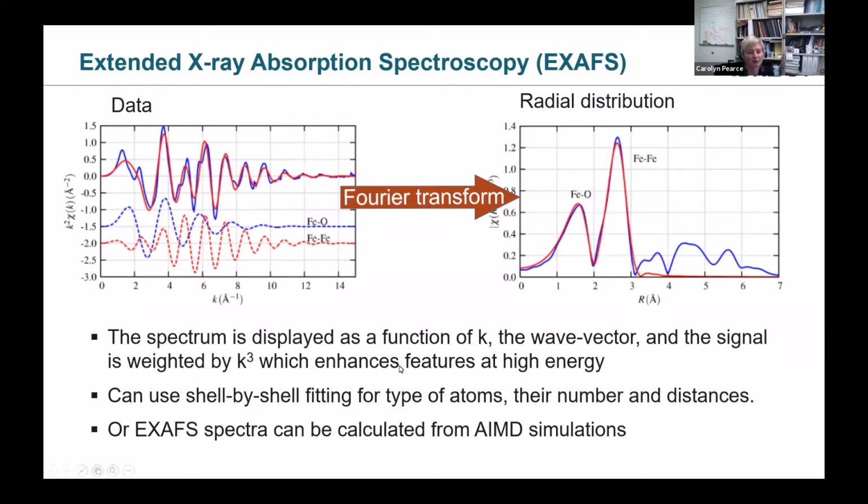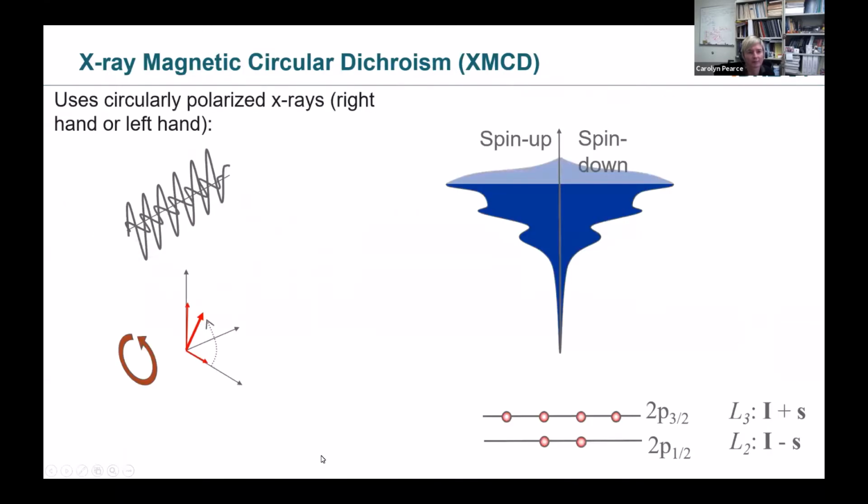But again, there are recent advances in using AIMD simulations to directly predict the EXAFS and the radial distribution. And I'll show a couple of examples of that.